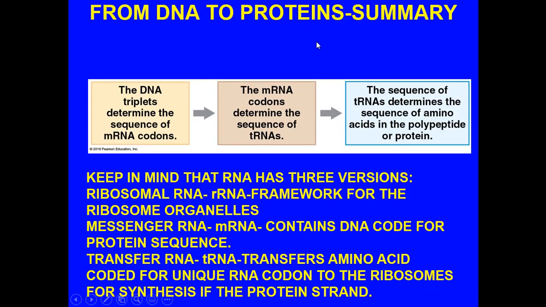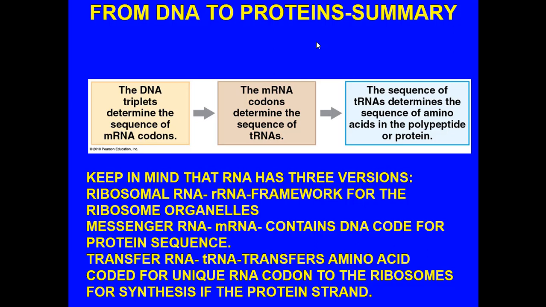So, from DNA to proteins, a summary is basically this. The DNA triplets determine the sequence of messenger RNA codons. The messenger RNA codons determine the sequence of the transfer RNAs, which come in to bring to the ribosome the specific amino acids. The sequence of transfer RNAs determines the sequence of amino acids in the polypeptide or the protein.